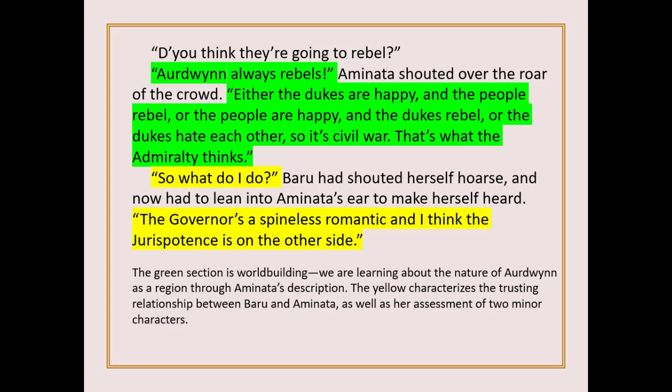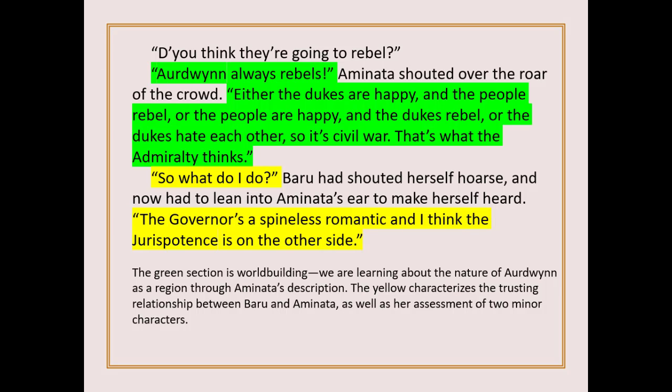So I broke this into 2 pieces since it's kind of long here. The green section at the top I marked as world building, because we're learning about the nature of Aurdwynn as a region through Aminata's description. We learn about the whole dukedoms and how they interact with each other.